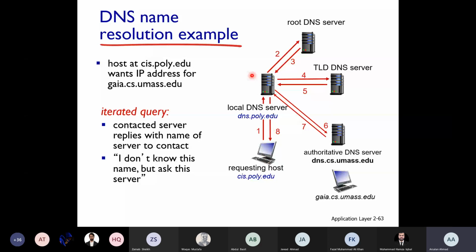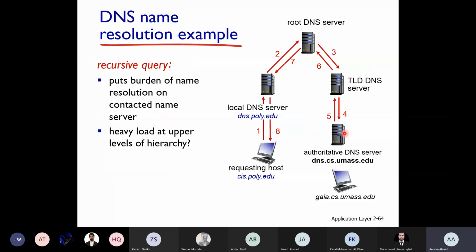No, it's his responsibility. It's the responsibility of the local DNS server to resolve all queries of the host within its domain, following the hierarchy of root, TLD, and authoritative.